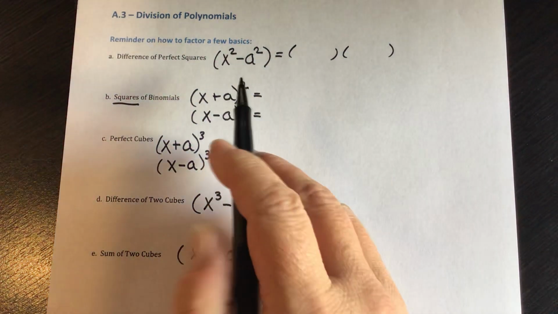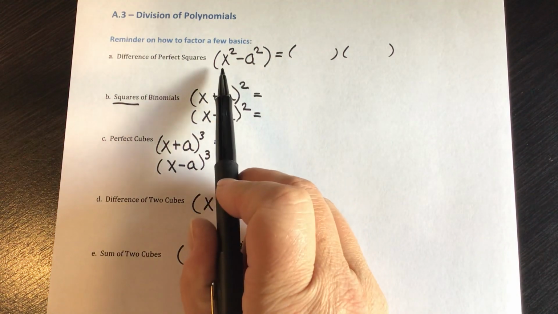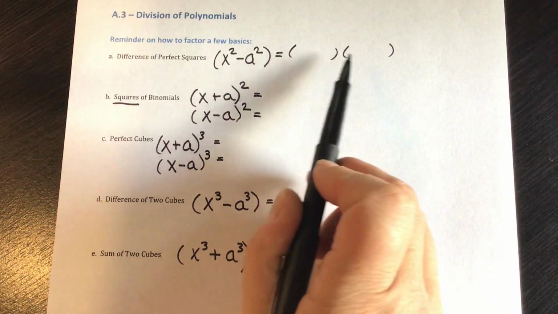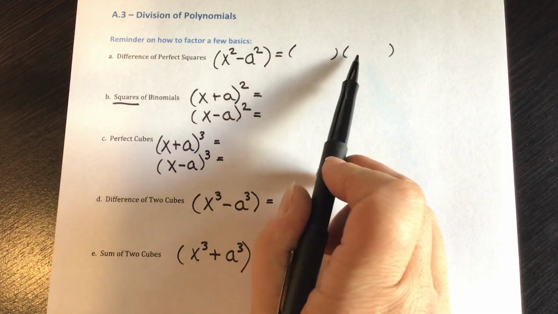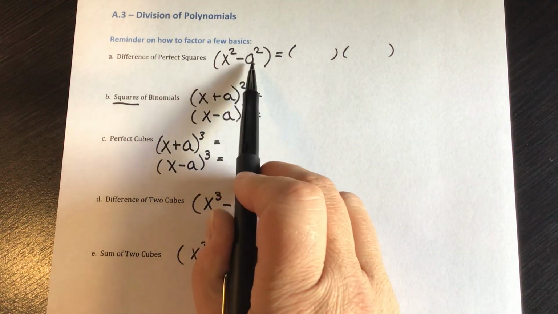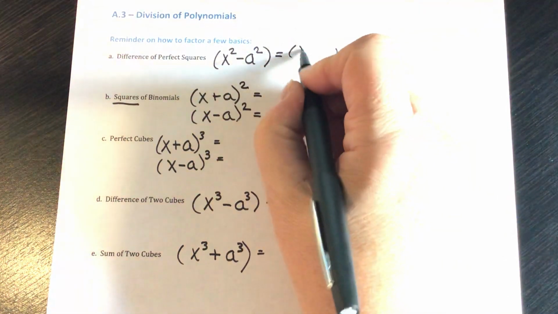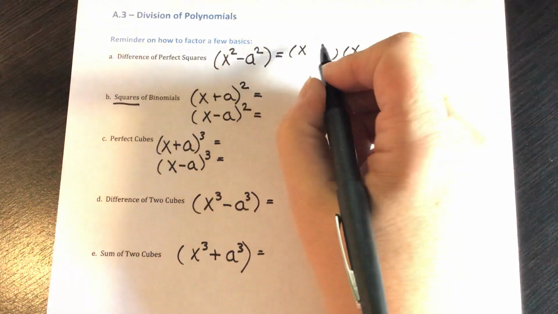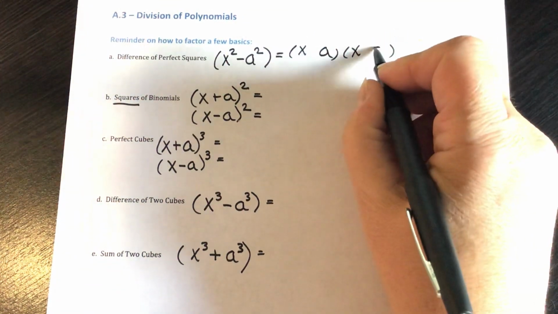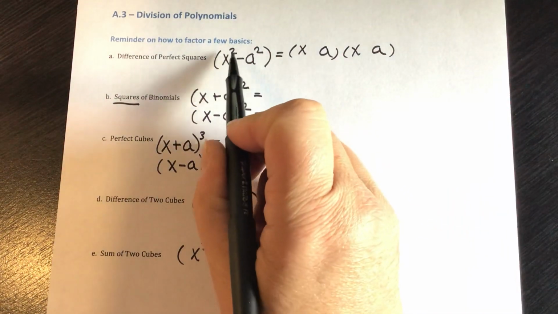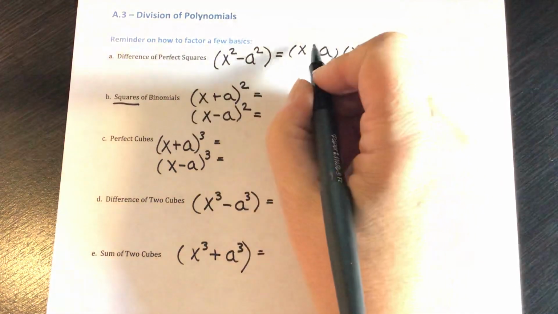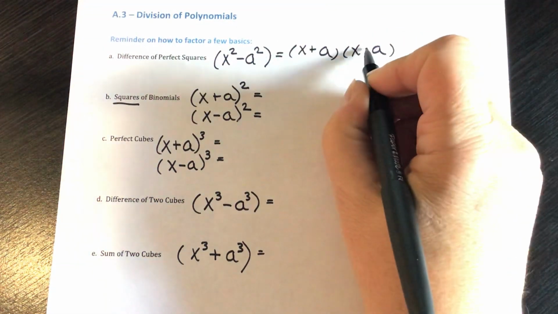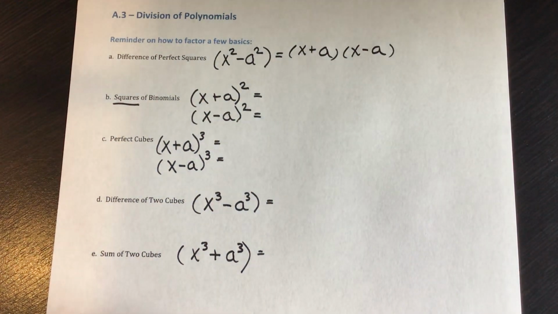what we want to do here is break it down so that I have two binomials that multiply together to get this. So I have x times x is x squared, and I know a times a is a squared, but for that middle term to go away, I'm going to have an x plus an a and an x minus an a.